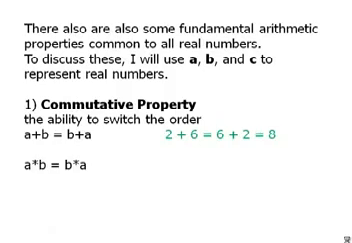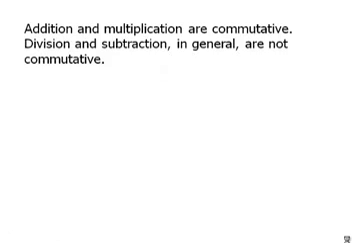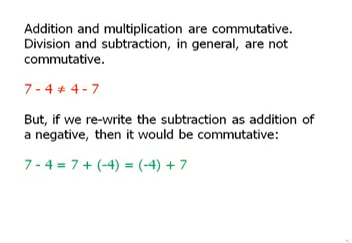Similarly, with multiplication, we can swap the order around. A times B equals B times A. Again, we can swap the order around, we get the same answer. Addition and multiplication are commutative. Division and subtraction in general are not commutative. If we swap the order around in subtraction, we get different answers. 7 minus 4 does not equal 4 minus 7. But keep this in mind. If we rewrite the subtraction as the addition of a negative, that's a very sophisticated move, then it would be commutative.